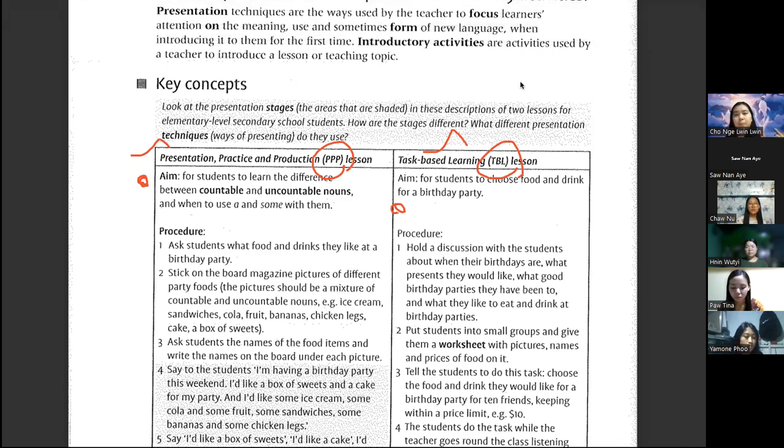First of all, read the theory from the course book. After that, you can structure your lesson with your own target language item. Don't use the same activity and same target language item. Okay, so let's work together.